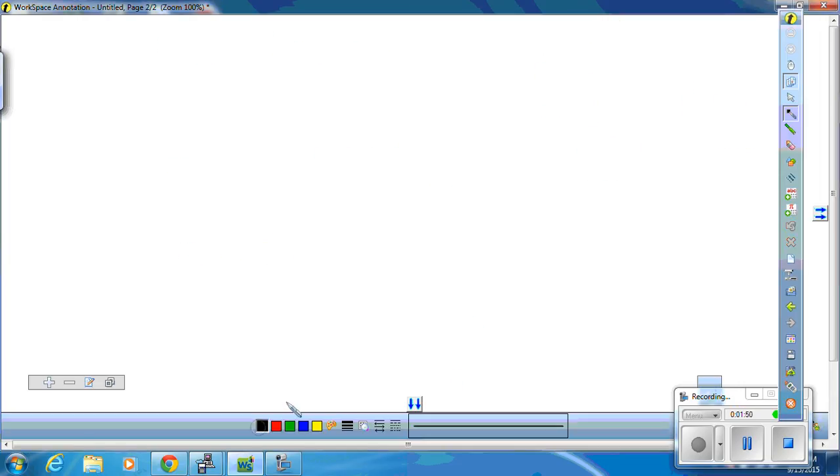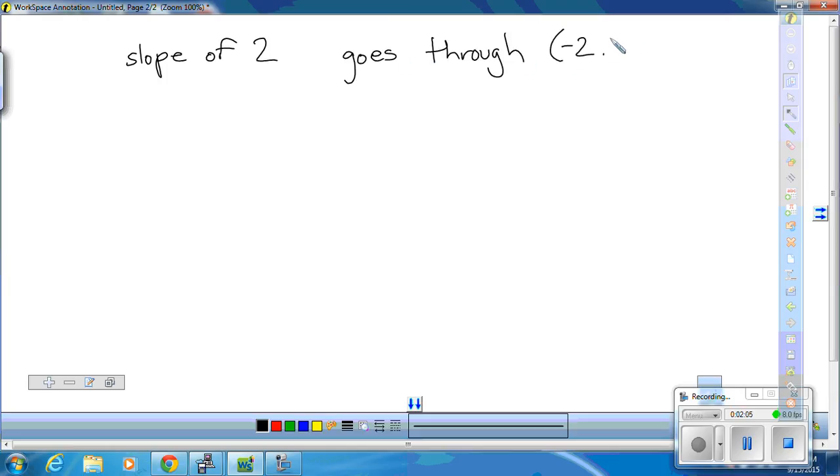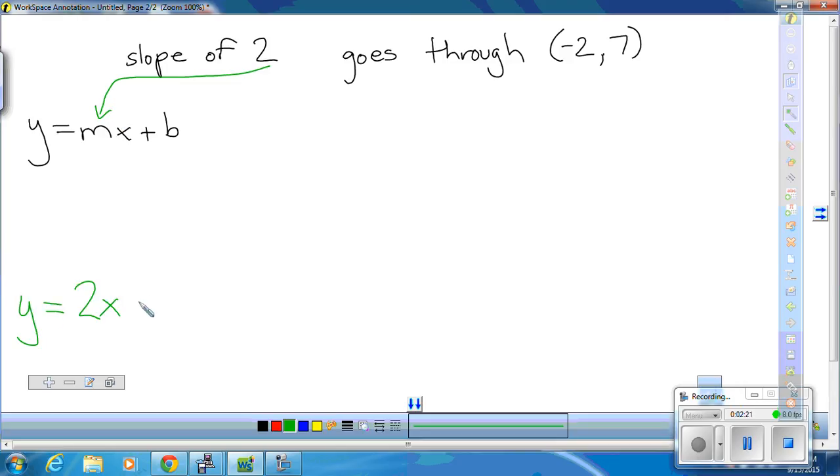So if I want to write the equation of the line that has a slope of 2 and goes through the point (-2, 7). So they gave me a slope. If I'm looking at y equals mx plus b, I know the m. That 2 is going to be my m. So I know that my final equation is going to be y equals 2x plus something. And that's where our problem is. I don't know the y-intercept. The y-intercept would be (0, something), but this is (-2, 7).